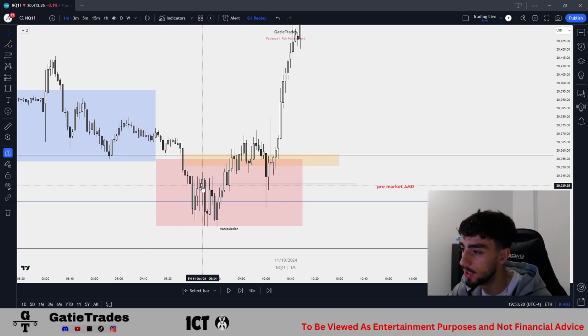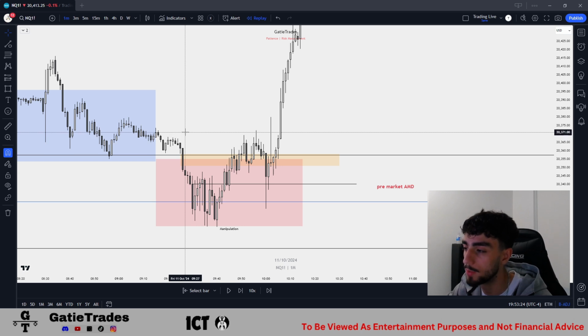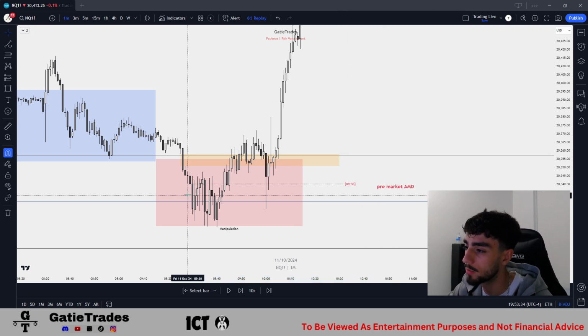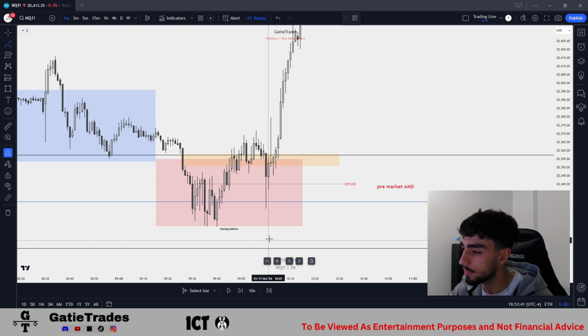Now, this is hard to spot. For some of you, if you're not able to identify this, you can simply scratch out the AMD model for this trade at all, because the manipulation didn't start before 9:30. We actually started going lower at 9:26. However, looking at the 9:30 opening price, we still moved lower, and we started consolidating around the higher time frame key level, waiting till 10.